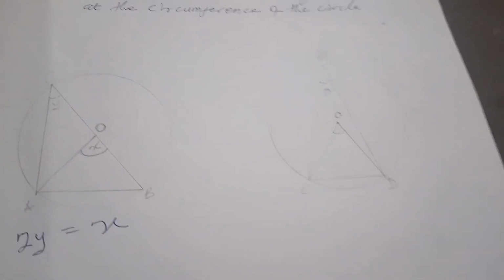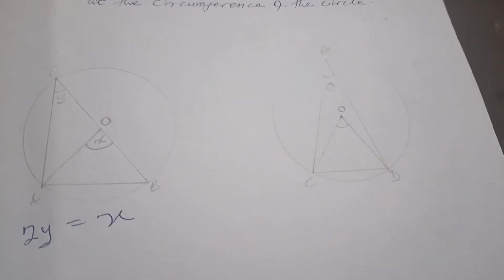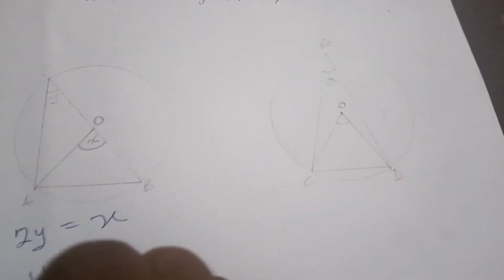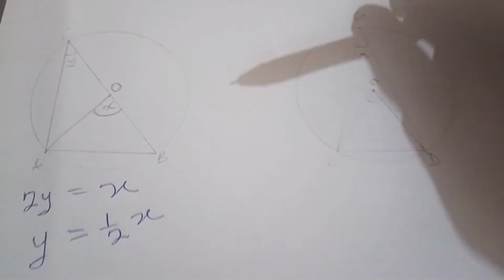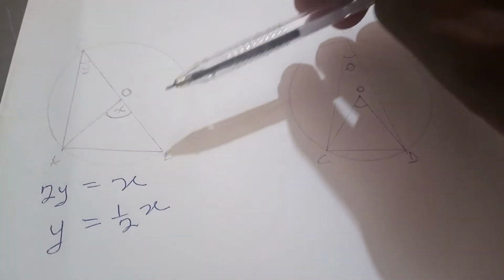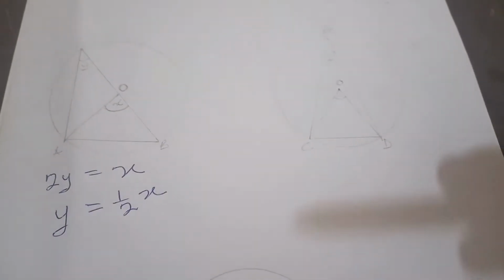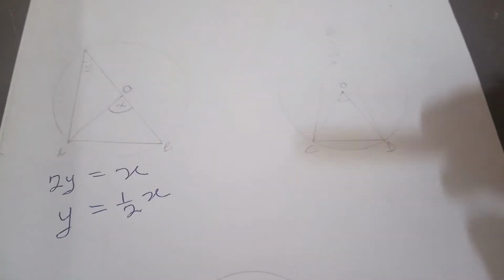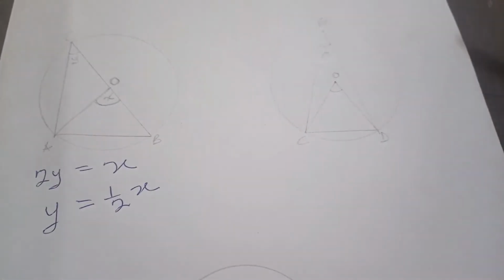The same way, if you want to make Y the subject, you divide both sides by 2. That means Y will be equal to 1/2 X. If the angle at the center is given to you, you divide it by 2 to get the angle at the circumference. If the angle at the circumference is given to you first, you multiply it by 2 to get the angle at the center.